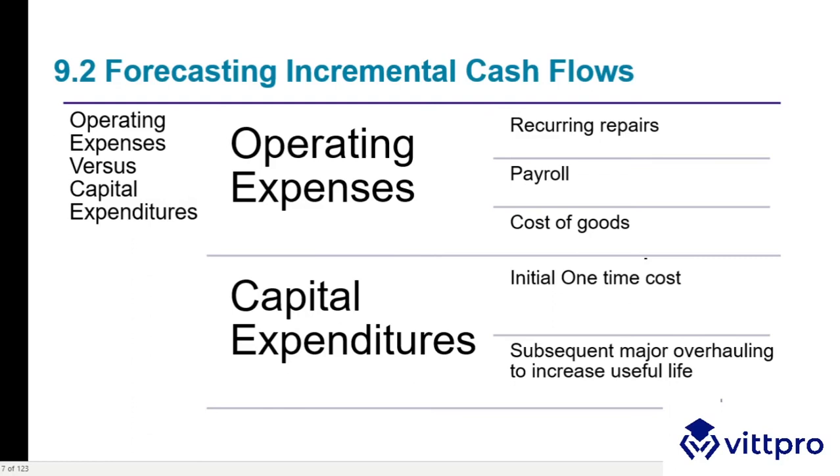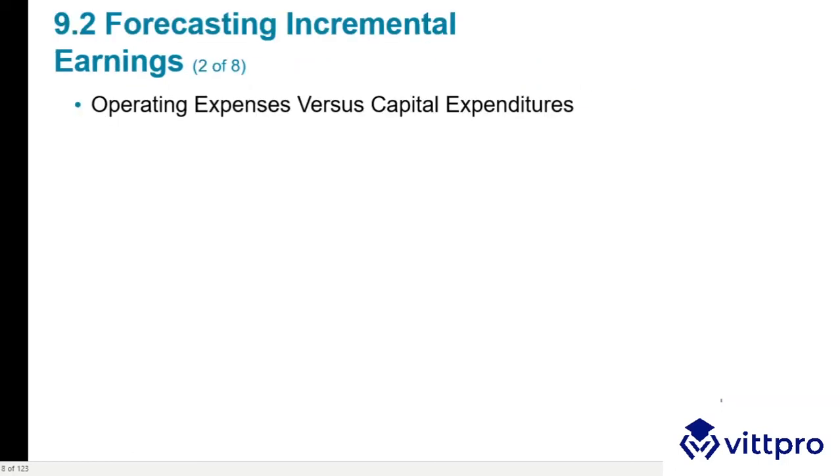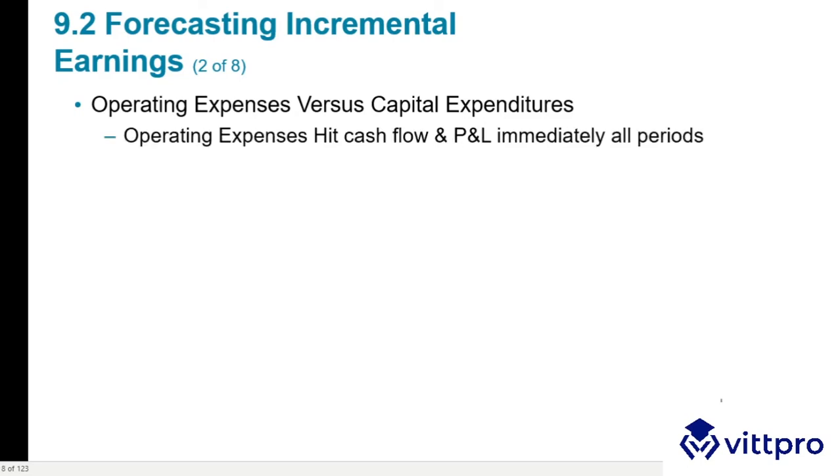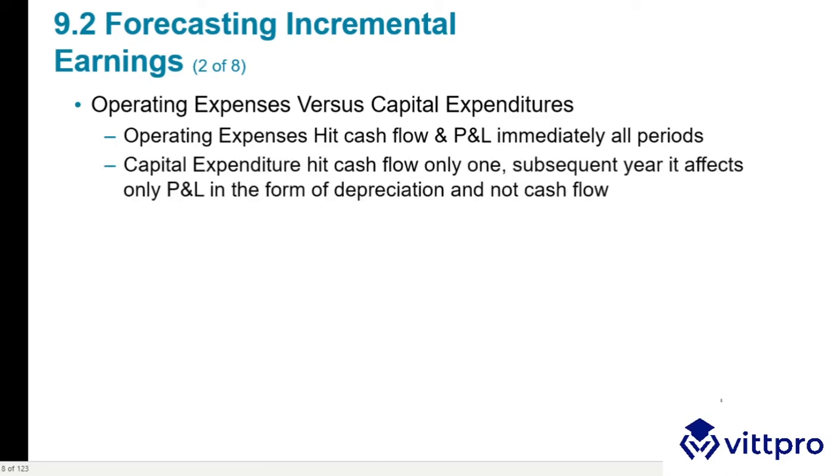Because recurring expenses may increase at a variable rate, while the capital expenditure will be of an extraordinary nature, you have to separate them from the operating expenses. That's how you will estimate the incremental cash flows, and gauge the incremental earnings. The operating expenses will hit your P&L immediately in all the periods, while the capital expenditure will hit the cash flow only once, and then there will be a depreciation charge over the next few years.